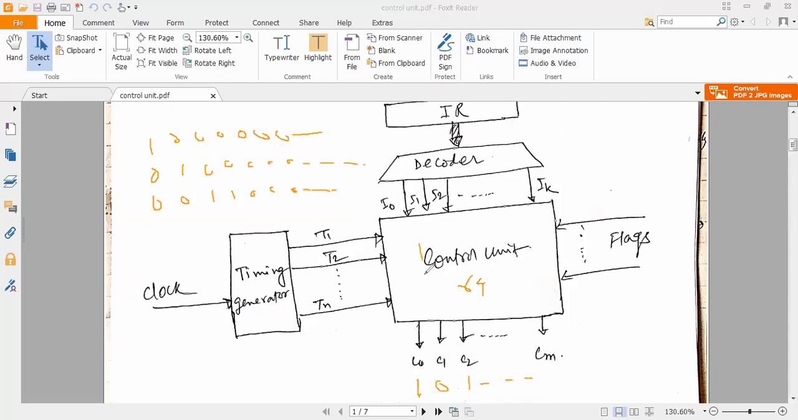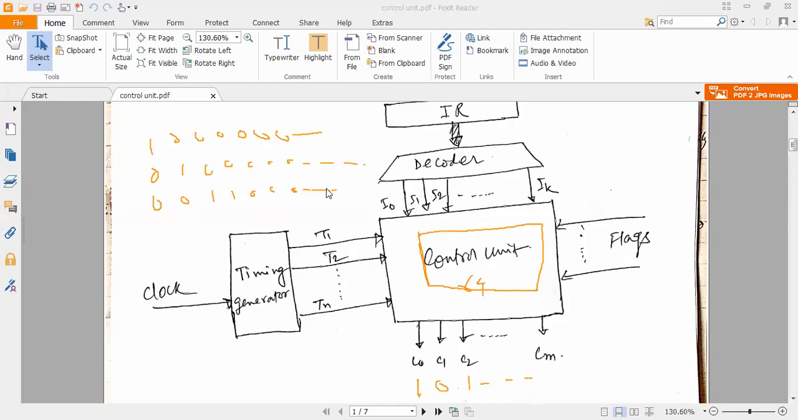Now look, here there is a control unit, and here is the hardware circuit that is basically generating these C0, C1, C2, CM. For that you need not design here, but I can give you some idea of how to design. Here we have T1, T2, T3. Here you have instructions, maybe I1, I2, I3, or I0, I1, I2, IK.